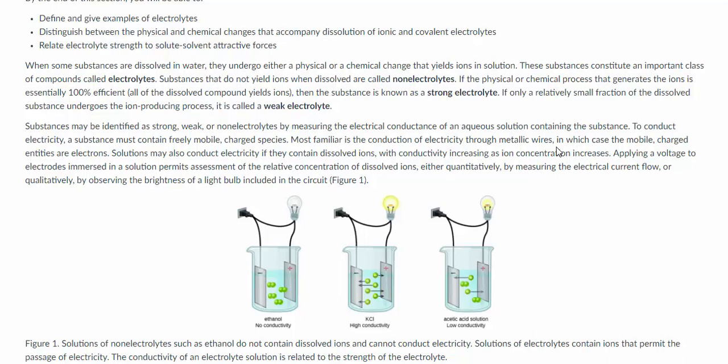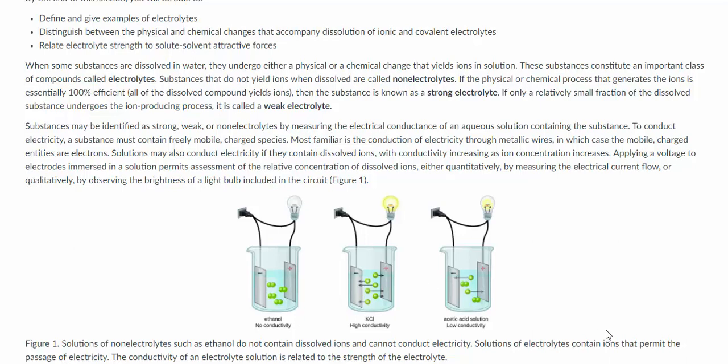We also have substances that are called non-electrolytes. Sugar is an example of a non-electrolyte. It does not break apart. It simply is surrounded by solvent molecules in order to dissolve.